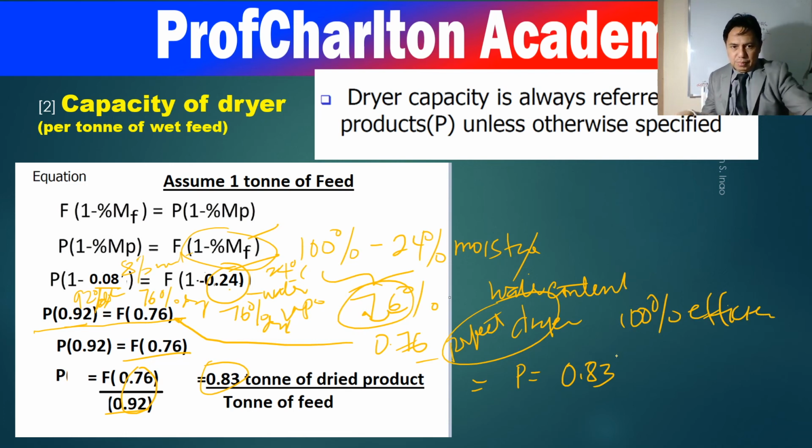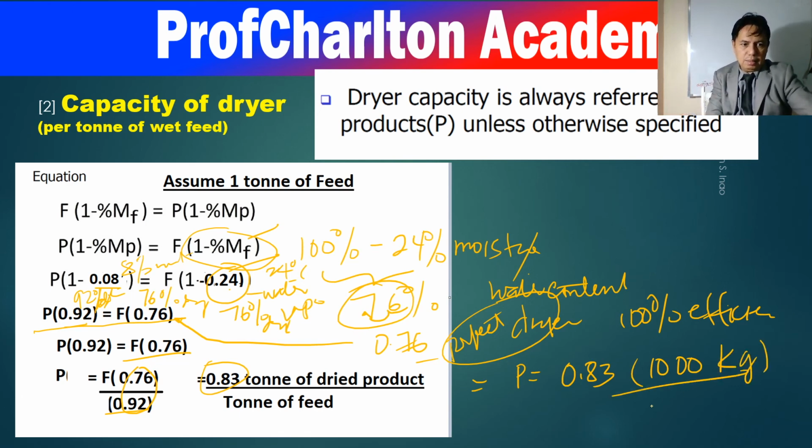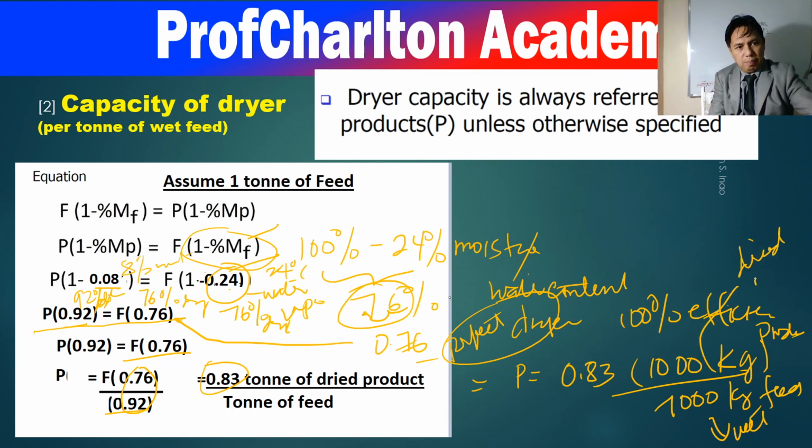meaning you have 1000 kilogram feed, product, then 1000 kilogram of feed. So this is the wet feed. This is the dry product. So assuming that you have a 1000 kilogram dry product from 1000 kilogram wet feed, now this will be canceled out, and then your answer is this, 0.83. No? 0.83 is your capacity. Capacity of the dryer.